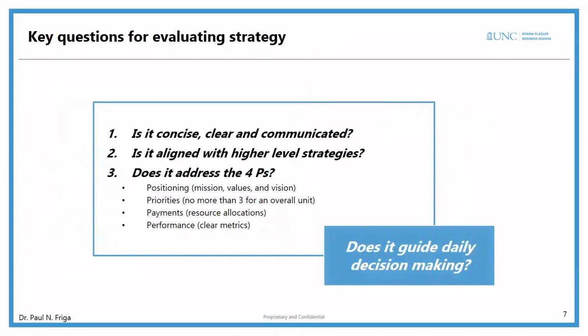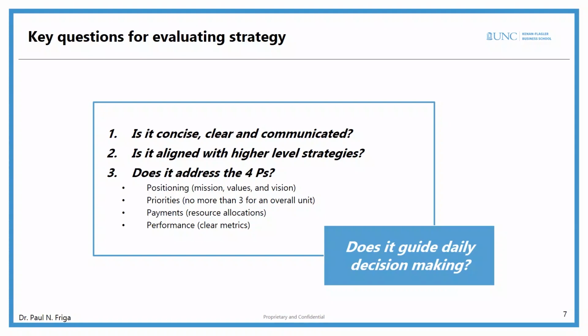In fact, I've written 3 questions for evaluating strategy. Is it clear? Is it concise? Is it communicated? Do people have it as easy recall? And is it aligned with higher level strategies? If you're in a higher ed institution, is it within a system? Does your strategy fit the system? And then does your strategy cascade down to the schools and to the units within the university? And does it address Paul's 4 Ps, position, priorities, payments, and performance?